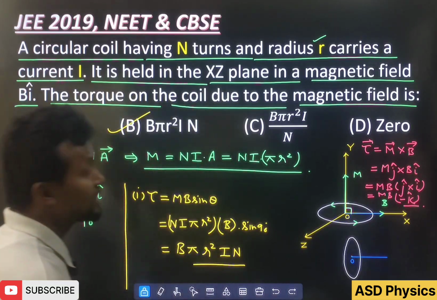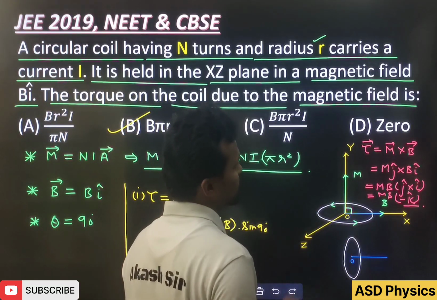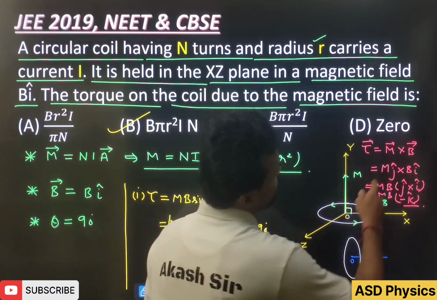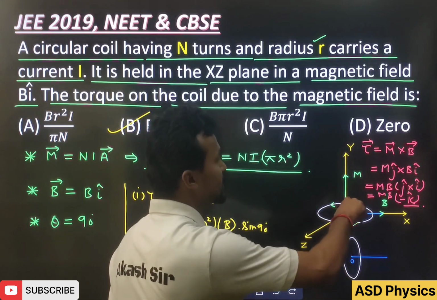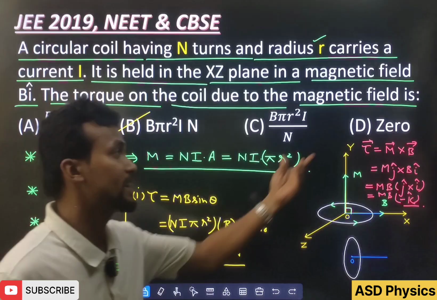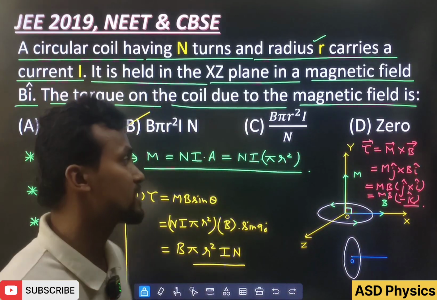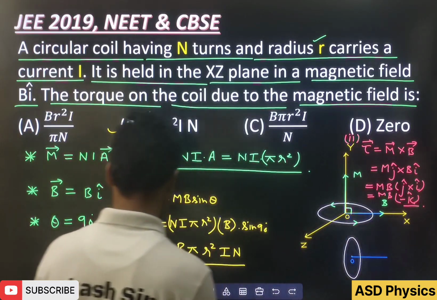Even this you can get by the right hand thumb rule. We have to curl our fingers from the first vector to the second vector, M to B. So from M to B, the thumb is going inside, that means along the negative z direction. So this is the magnitude and this is the vector form. Why have we done this? So that further questions we can understand very well. This is the first one, and this is the second one.